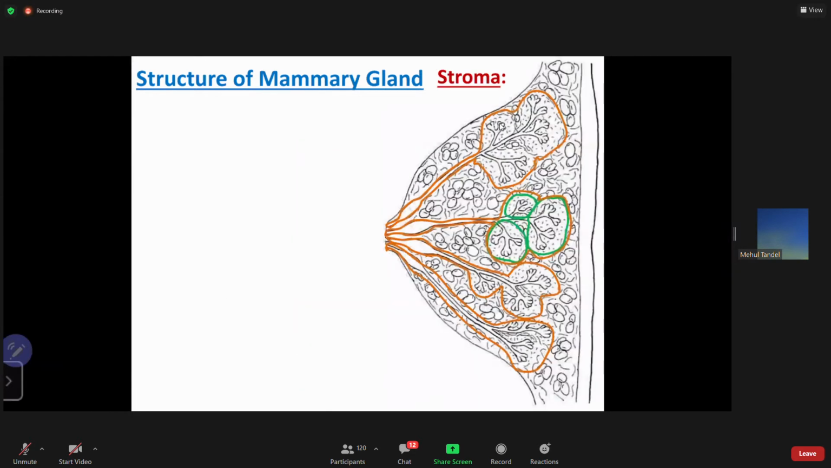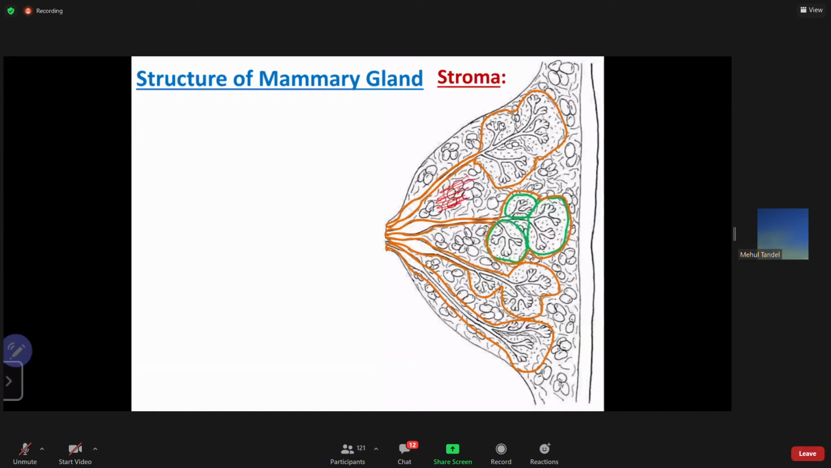Now let's see the stroma. You can see the stroma is mostly connective tissue. This stroma is present in between the lobes. This part is between the lobes.